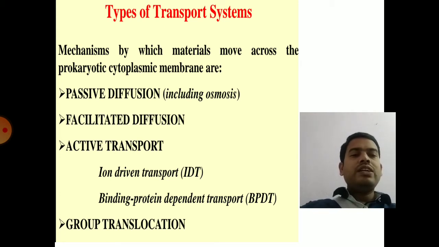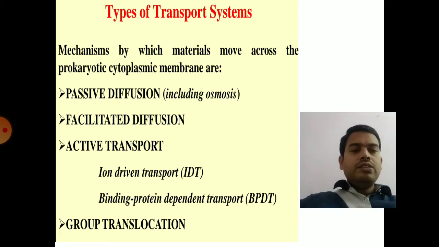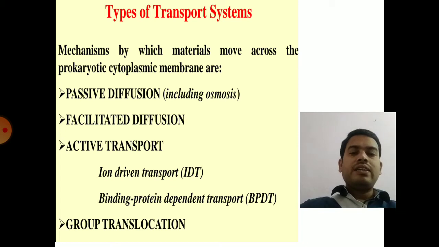In group translocation, the phosphate group on phosphoenol pyruvate plays an important role, with the help of a group of proteins or enzymes, for the transport of solute particles. The high energy phosphate present in phosphoenol pyruvate, with the help of some group of proteins, plays an important role in the transport of solute particles. That is group translocation. So these are the different transport systems in the bacterial cells.